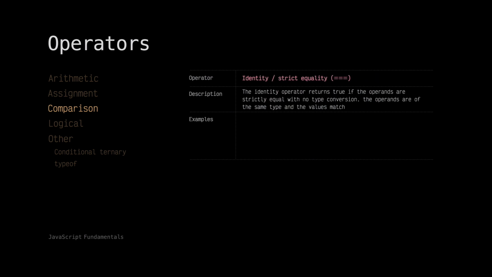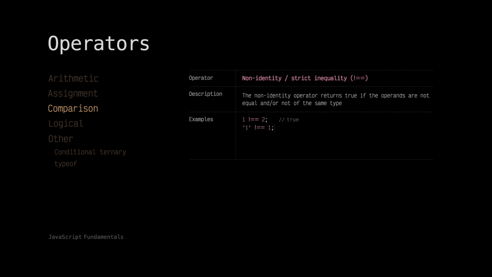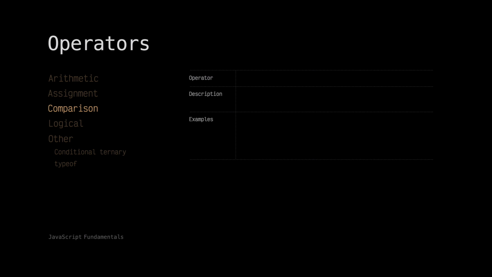Identity or strict equality. The identity operator returns true if the operands are strictly equal with no type conversion. The operands are of the same type and the values match. Non-identity or strict inequality. The non-identity operator returns true if the operands are not equal and or not of the same type.